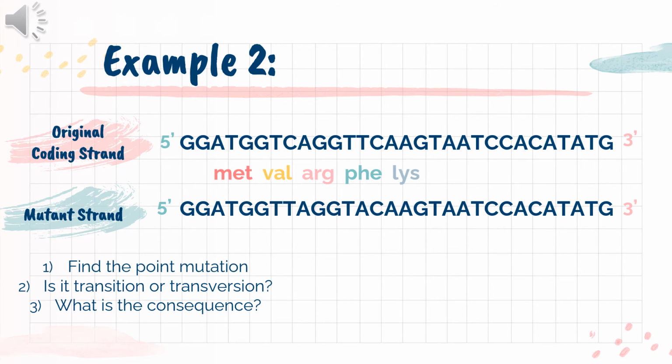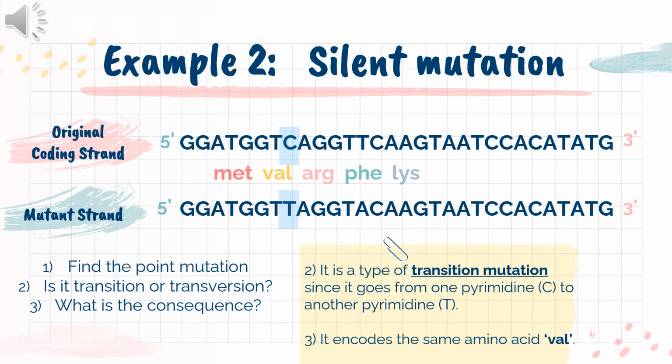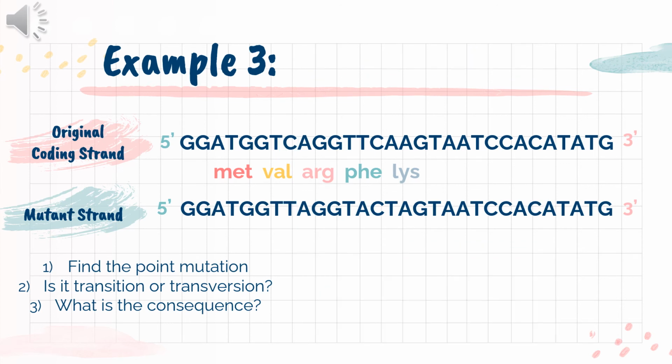Okay, so our new point mutation is from a cytosine to a thymine. This is a transition mutation because it stays within the same ring structure, pyrimidine. The consequence of this is null and void because it encodes for the same amino acid, making it a silent mutation. Pause the video now to answer problem number 3.